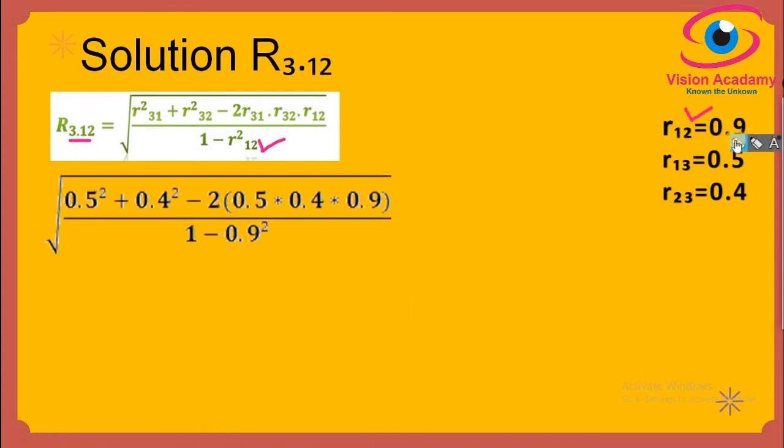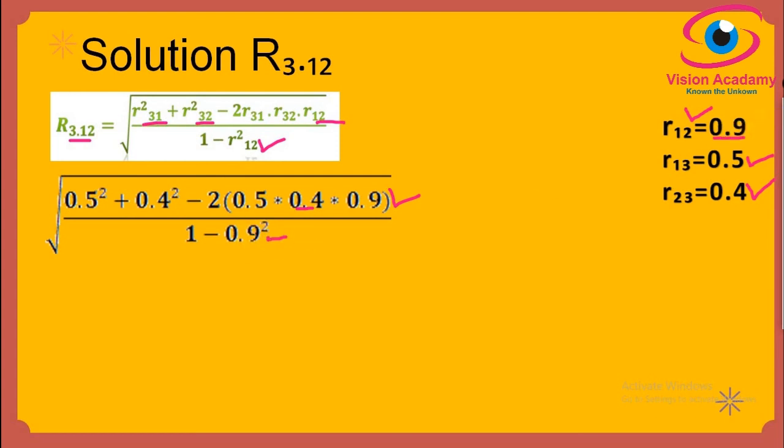Then let us replace all the values in the formula. Firstly, in the first step, I have replaced R31 by R13, both are the same, 0.5, and R32 as 0.4, R32 and R23 are both the same. We have used these interchangeably. So R square 32 will be 0.4 into 0.4, then 0.5 into 0.4 into 0.9, where R12 here is 0.9. And in the denominator, R square 12, 0.9 into 0.9.